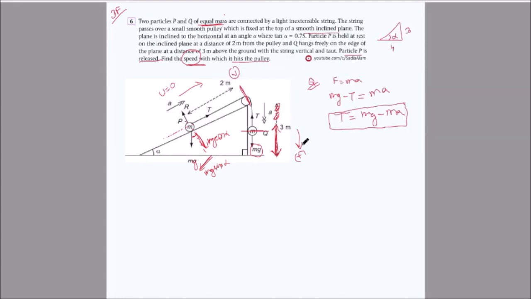Then for P, tension will be away from the body, so tension will be in this direction, so T is positive. The component of this weight is negative, so sign is opposite by hypotenuse, right? So this is actually 3 by 5 mg.